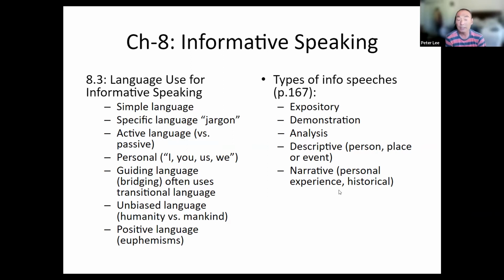So unbiased language is really great. Humanity versus mankind. Mankind is maybe biased because it says man, and it kind of excludes women. So I try and say Homo sapiens, which is our species name actually, or I might say people, Terrans, people from Earth, instead of having a good way to say that. Feminists will spell women without the men in it because they think that word is biased.